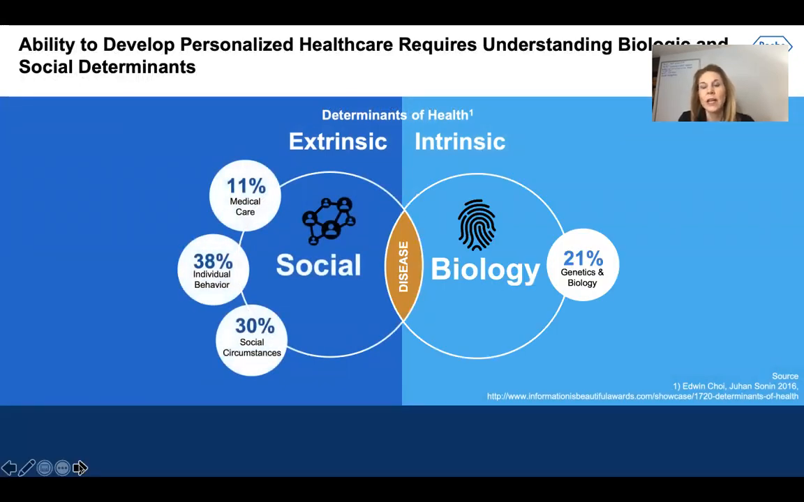Perfect, thank you. I want to orient us to the complexities of the determinants of health and outcomes. Certainly we've spent today talking a lot about genomics. But if you look at the determinants of health, genetics and biology is actually the minority of the factors that influence one's health and outcomes. So it's with a deep appreciation that we have to couple our understanding of biology and genetic information with a deep understanding of the social determinants and factors that contribute largely and holistically to a patient's health.